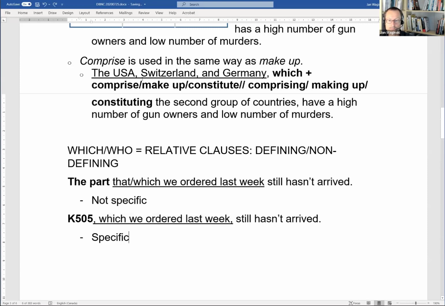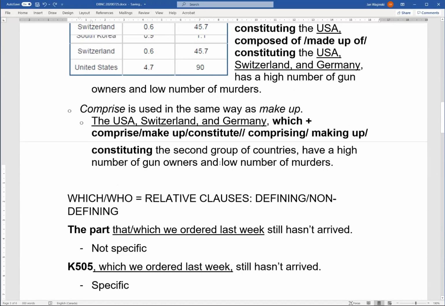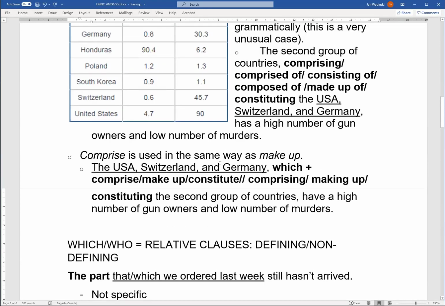Okay. Mr. Yan, I have a question. The sentence at the bottom of the table up, like after the USA here, constituting the USA, Switzerland, and Germany has.